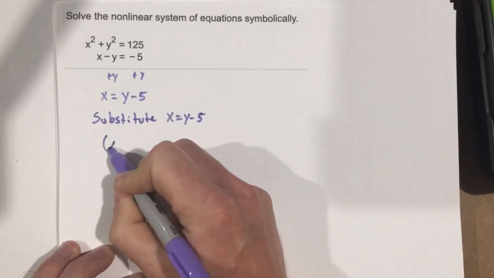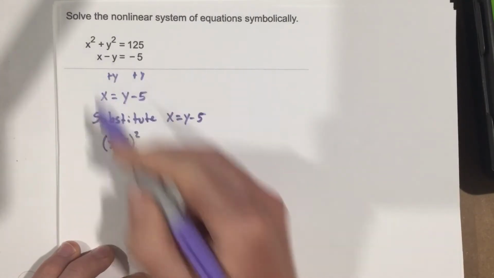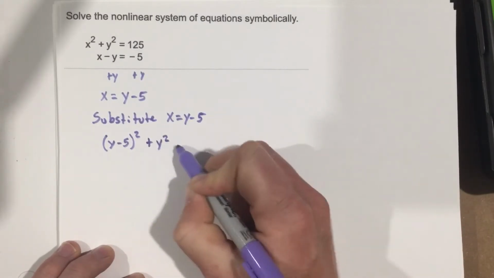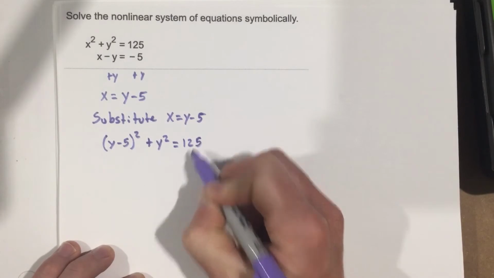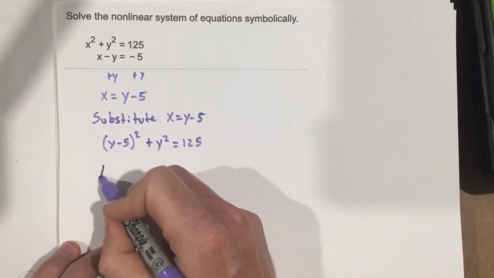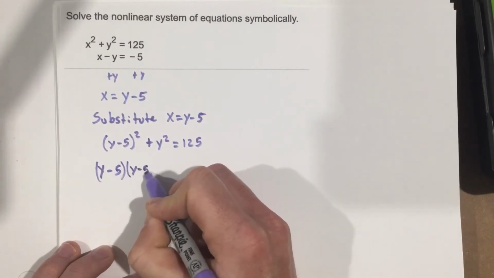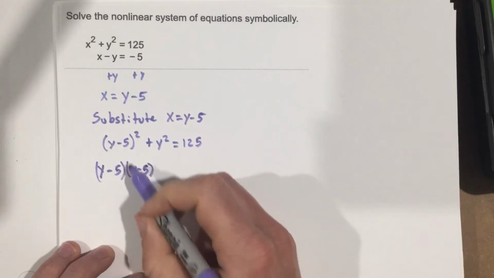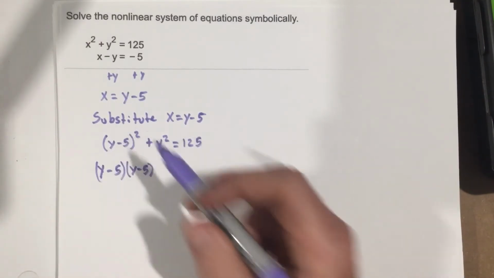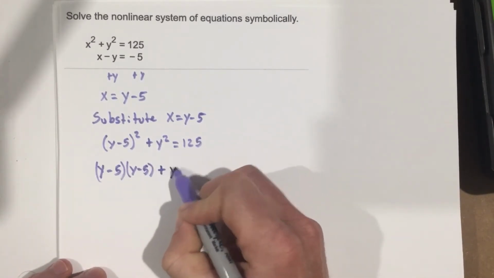So it's going to say y minus 5 squared, because I'm replacing the x value there with y minus 5, plus y squared equals 125. I need to now distribute here, so I'm going to write y minus 5, and I always write this out because the most common mistake here is to square the y and square the -5, and you're missing the middle terms there. So you need to make sure you write out it's y minus 5 times y minus 5.